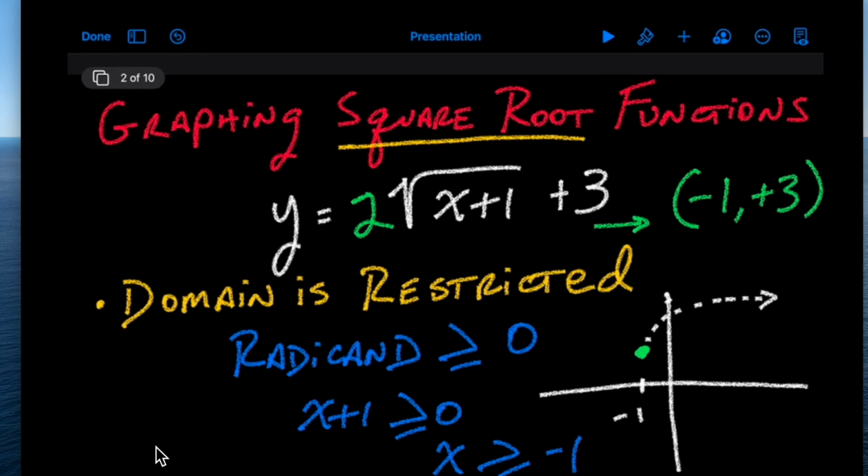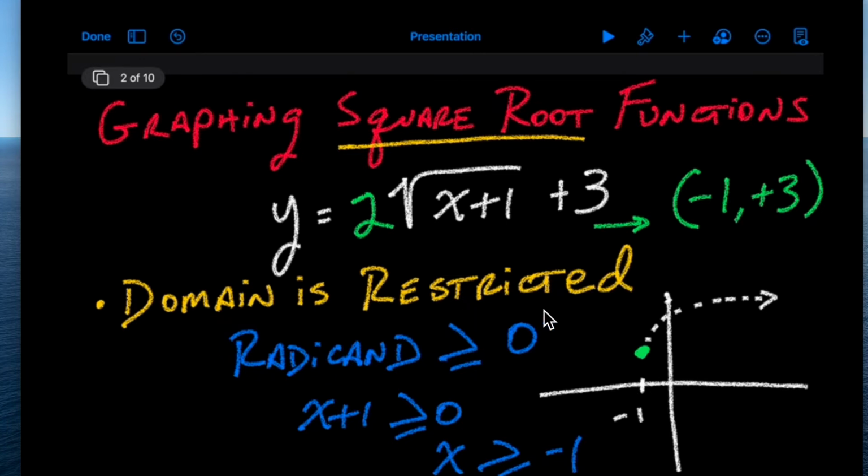In this video, we're going to talk about graphing square root functions. And by the end of the video, you will easily be able to graph a function such as the one shown here.